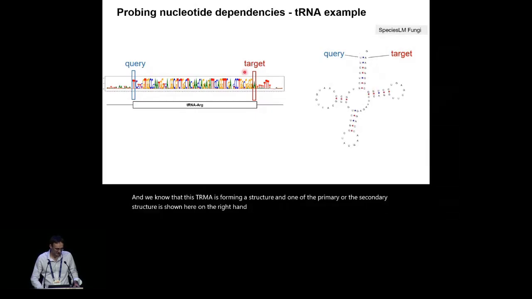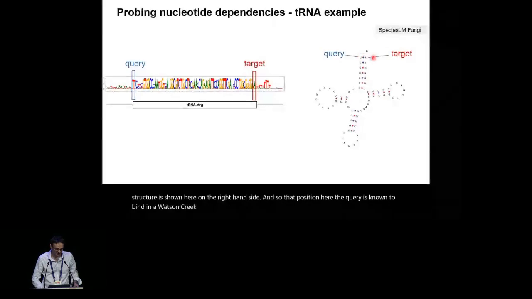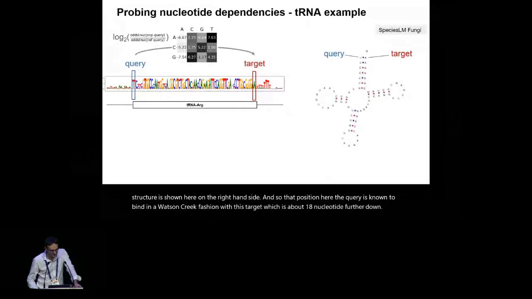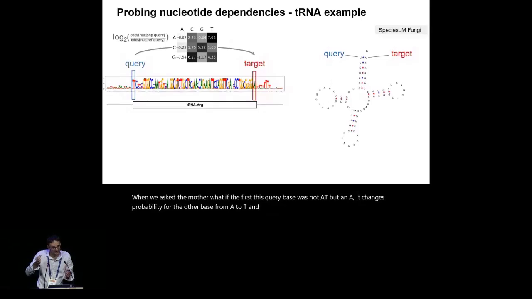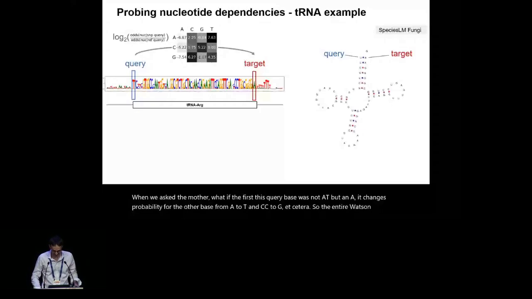And so that position here, the query, is known to bind in a Watson-Crick fashion with this target, which is about 80 nucleotides further down. When we ask the model, what if this query base were not a T, but an A, it changes the probability for the other base from A to T, and vice versa, and C to G, etc. So the entire Watson-Crick rule is actually learned. The model has not learned that sequence by heart. It has really learned the base pairing.